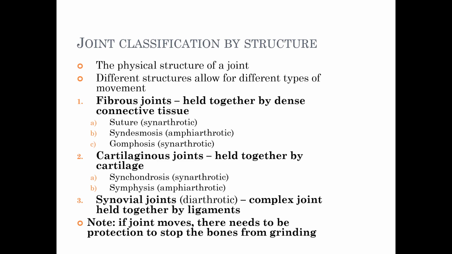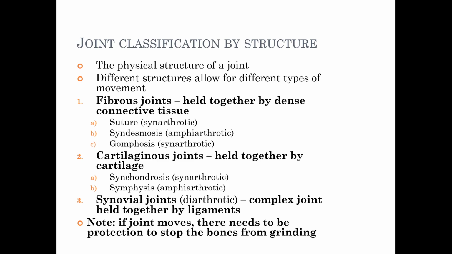We can also classify joints by structure. So we can have joints that are held together by dense connective tissue. There are three different kinds like that. There's the suture joint, the syndesmosis, and the gomphosis. You'll notice that suture joints and gomphosis joints are synarthrotic. That means they don't move at all. Syndesmosis joints are amphiarthrotic, which means they move a little bit.